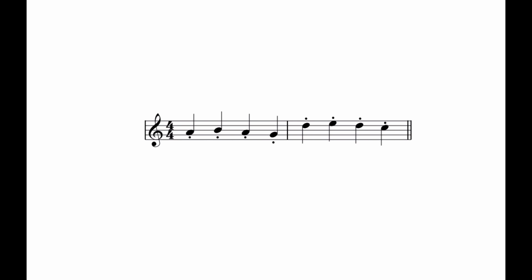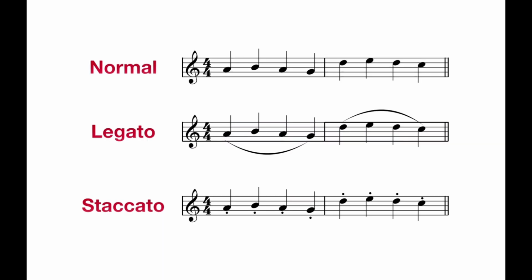So if I bring up the extract of music with all 3 different styles and play it through, you should be able to hear the difference. So if I play it normal, it sounds like this.